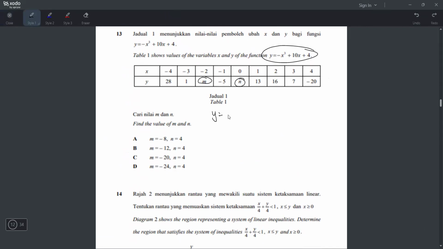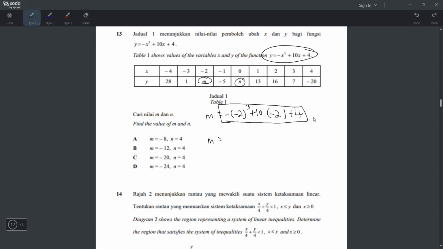So y equals negative x power 3 plus 10x plus 4, right? If you want to find m, it means you have to substitute x equals negative 2 inside here, like this, right? And when you substitute like that, the y is m, like this. So this is how you find m. So just press all this in your calculator, and then you will get the answer, right? But make sure you press all the brackets exactly like this. Okay, let me press down. Negative bracket, negative 2, close bracket, power 3, plus 10, bracket negative 2, close bracket, plus 4.